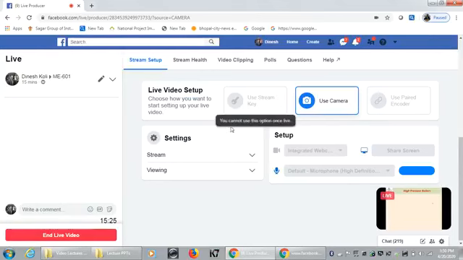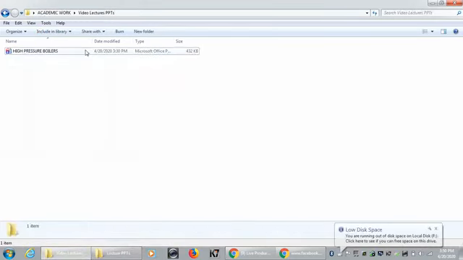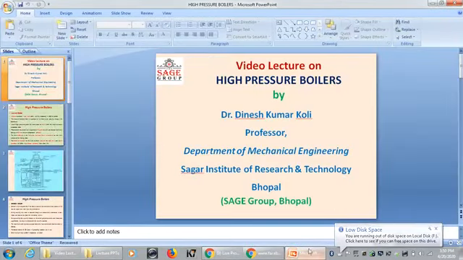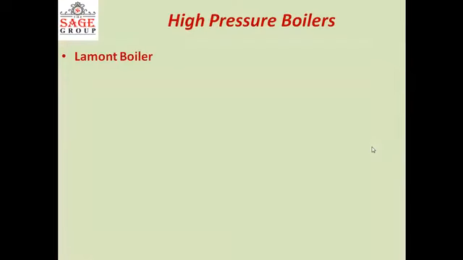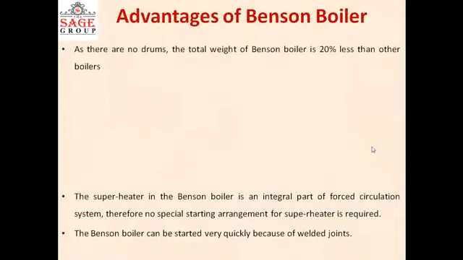So this is a very useful boiler, and in comparison to the Lamont boiler, it has several advantages as we have discussed. We can also see some more advantages: as there are no drums, the total weight of the Benson boiler is 20% less than that of the other boilers.